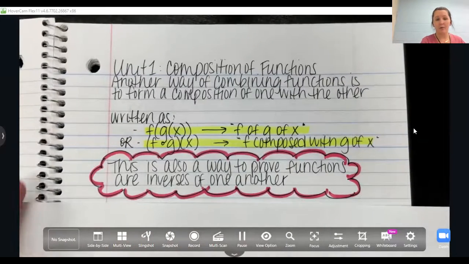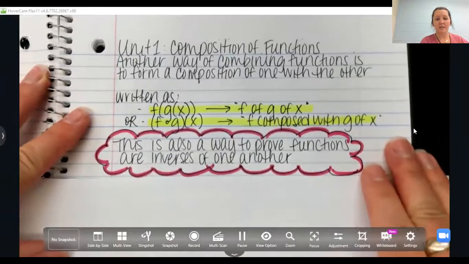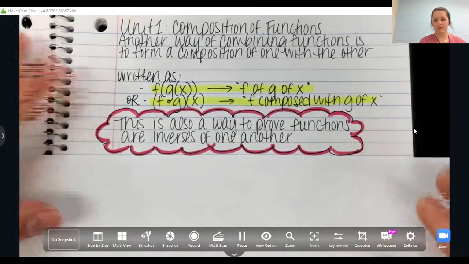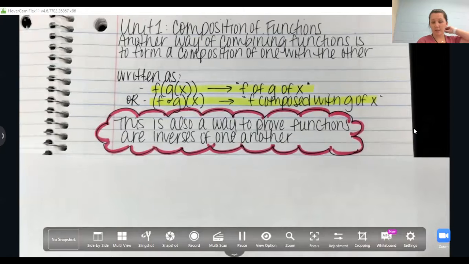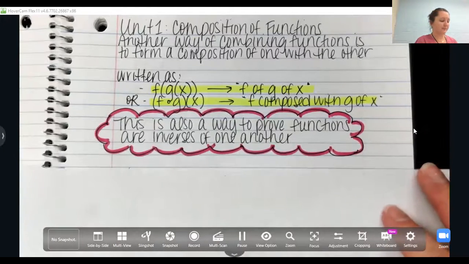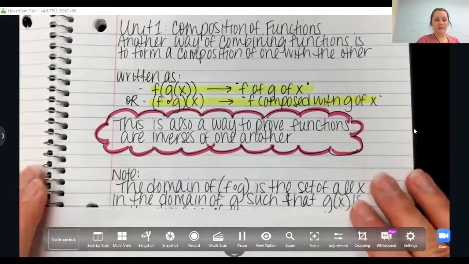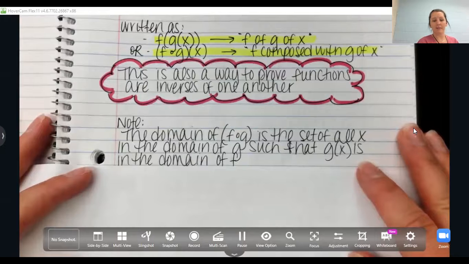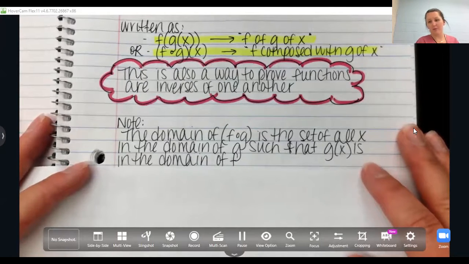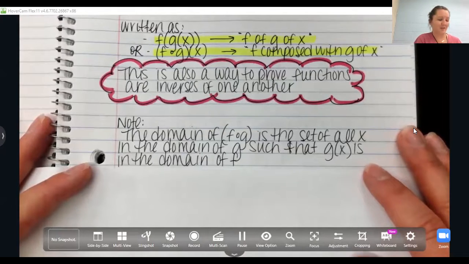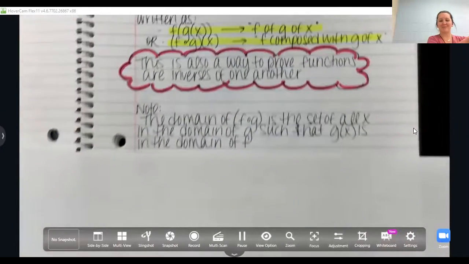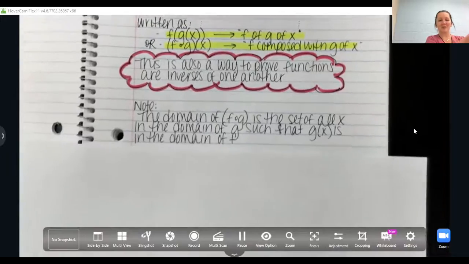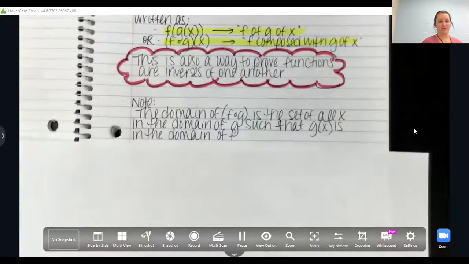A big thing that we're going to be working on next time is that this is also a way to prove functions are inverses of one another. We haven't really talked about inverses yet, but this is a note for when we do talk about inverses next time. So here's a note for this. The domain of f composed with g is the set of all x's in the domain of g such that g of x is in the domain of f. If that's not confusing, I don't know what is, because that's pretty confusing to me and I'm teaching it to you. So don't worry, we're going to get into the nitty-gritty of how to do this.